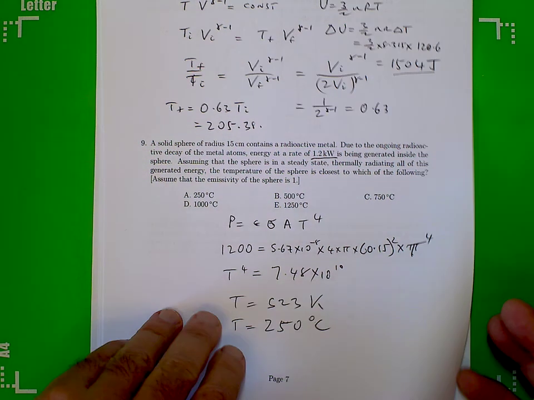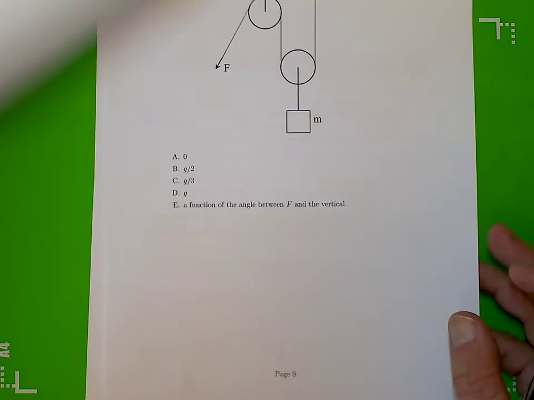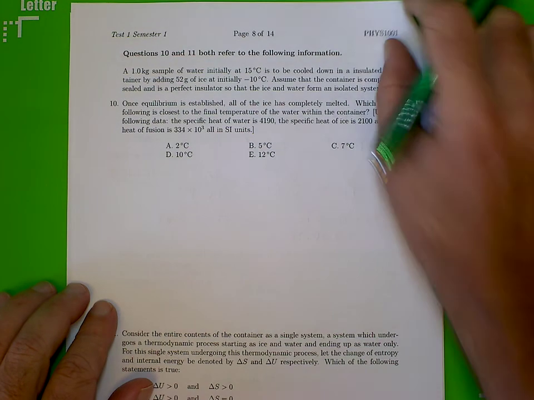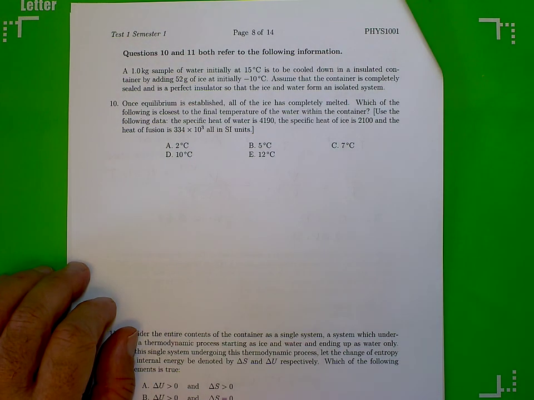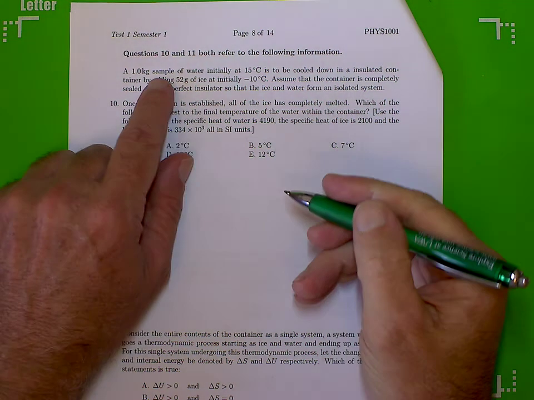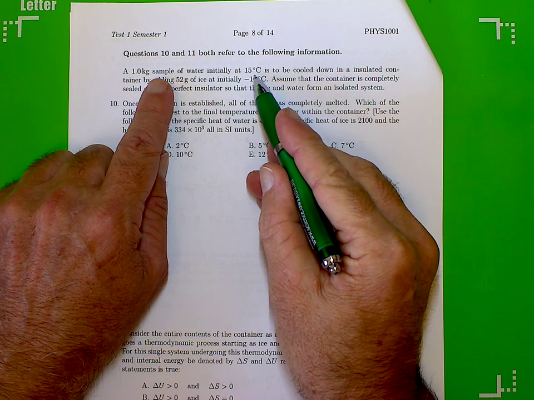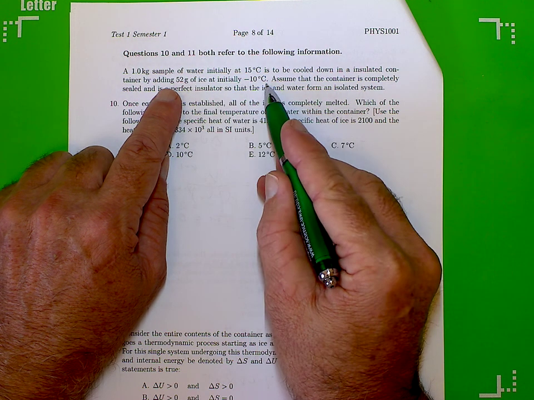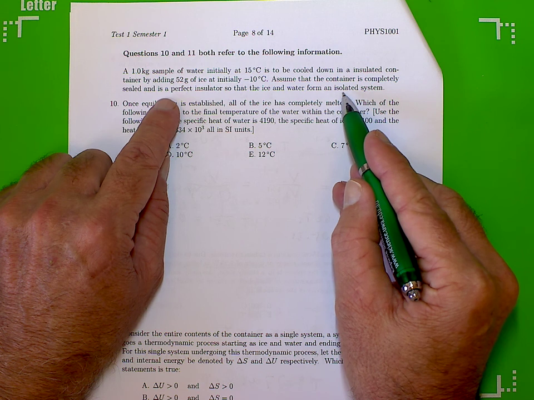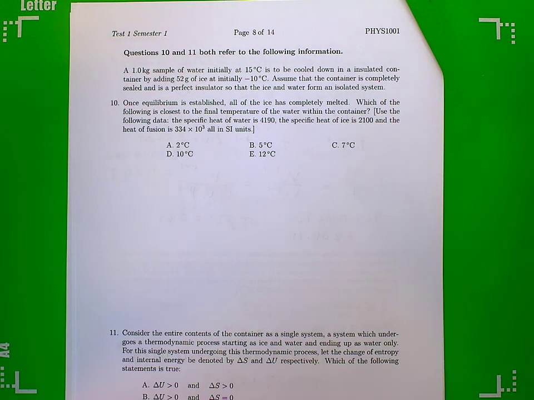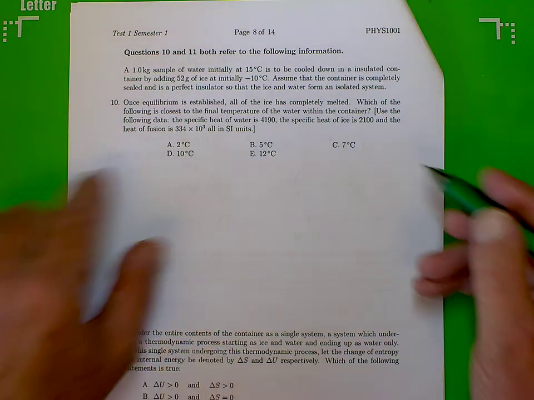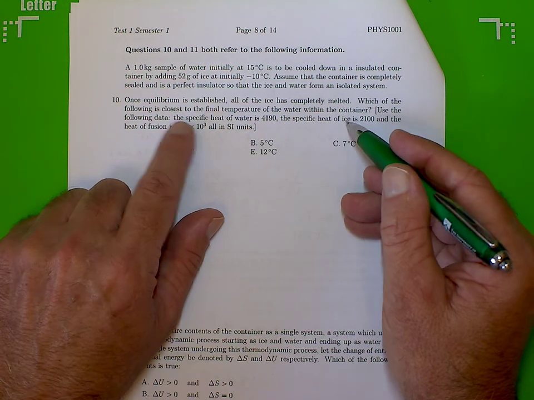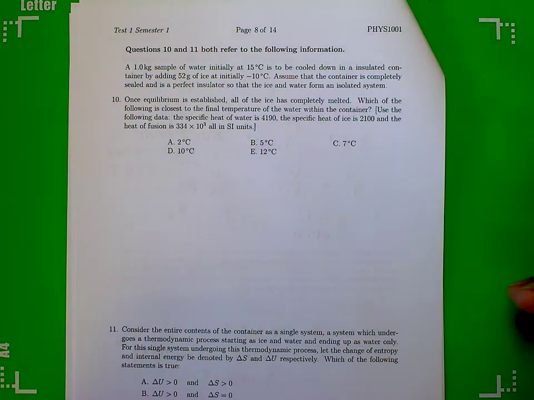Nearly there. Another calculational question. Oh, it's so hard. Let's do it. A 1 kilogram mass of water initially at 15 degrees Celsius is to be cooled down in an insulated container by adding 52 grams of ice initially at minus 10. Assume the container is completely sealed and is a perfect insulator so that ice and water form an isolated system. Once equilibrium is established, all the ice is melted. Which of the following is closest to the final temperature of the water?